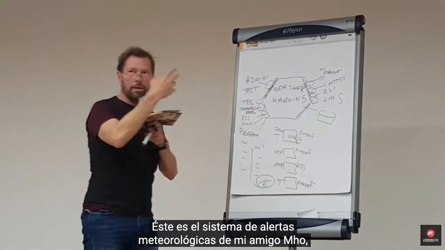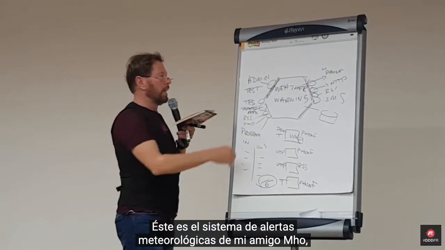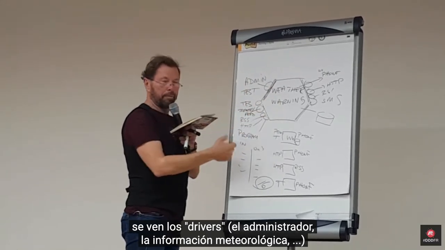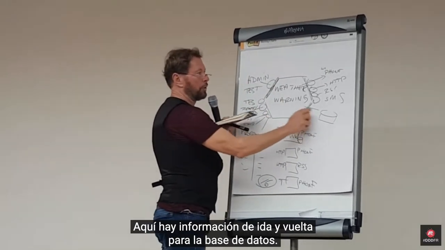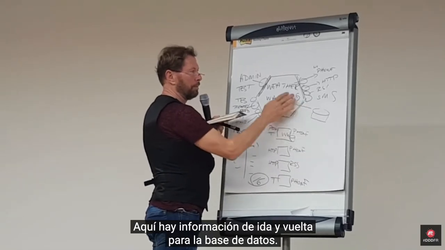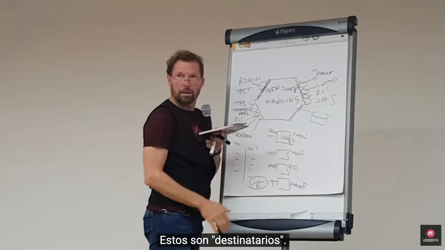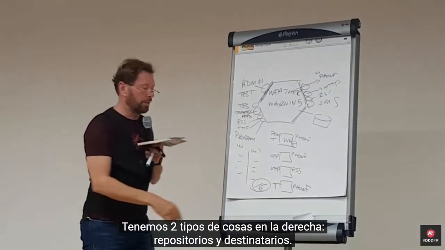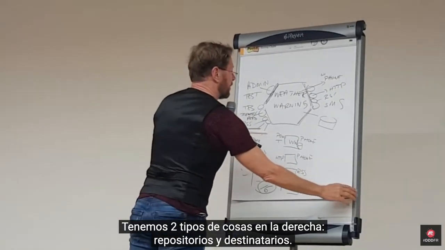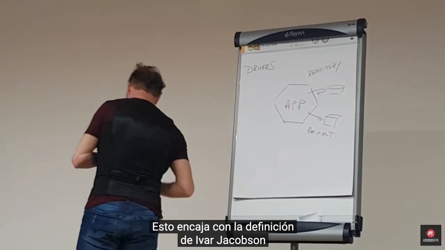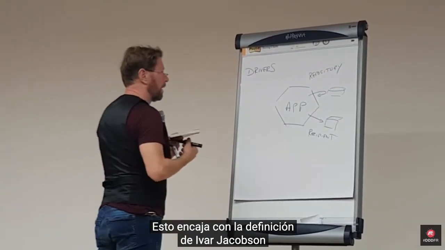So this is my friend Mo's weather warning system, and you'll see the drivers, the admin, the weather feed, coming in. There's a round trip of information here for the database. So these are repositories. These are recipients. Okay? So you're going to have two kinds of things on the right. Repositories and recipients.